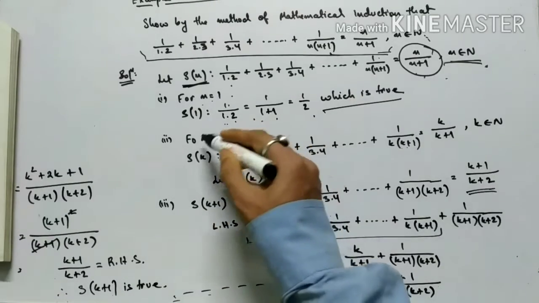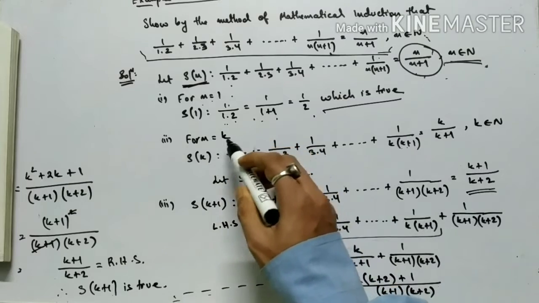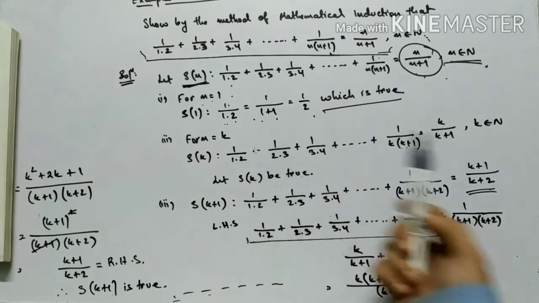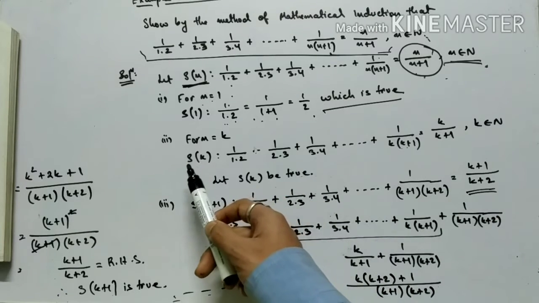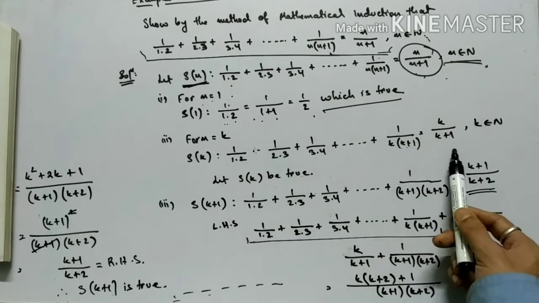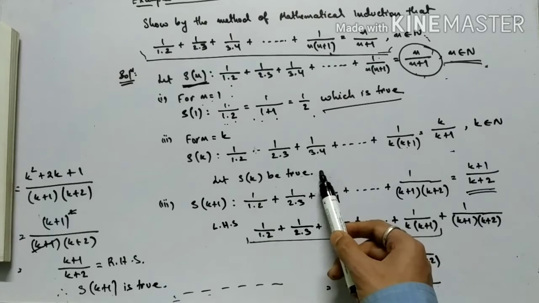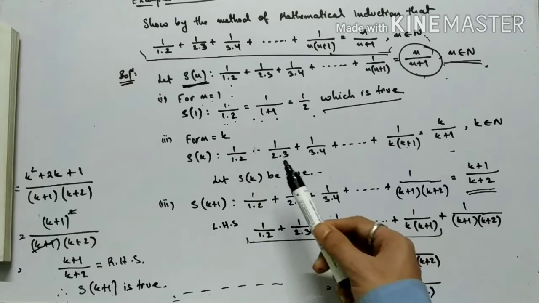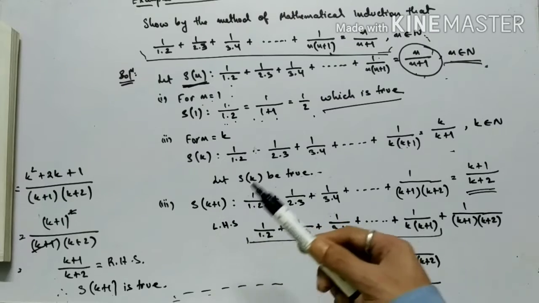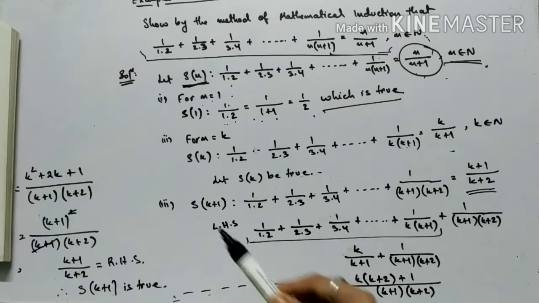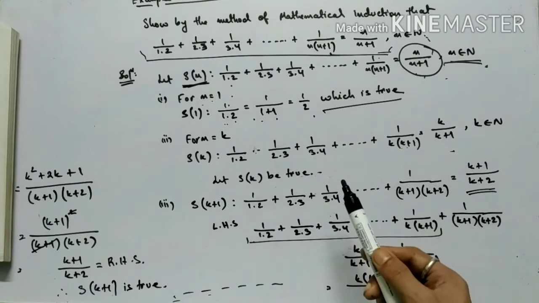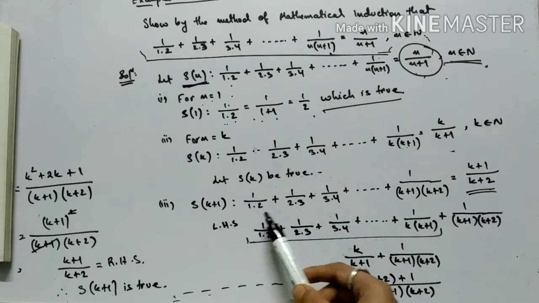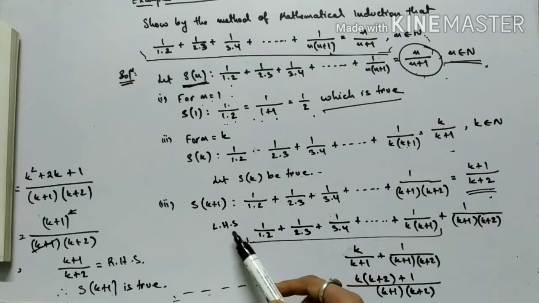So now I will take n equals k. That means k is some natural number. Then this whole statement becomes this, and I will say that Sk is true. Now I will say that if Sk is true, then Sk plus 1 is also true. That one I will have to show, that Sk plus 1 is also true. So for Sk plus 1, the statement becomes this.